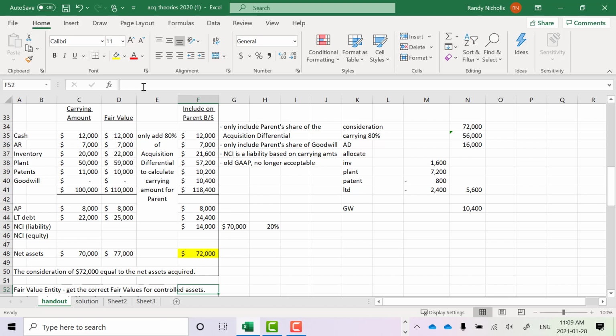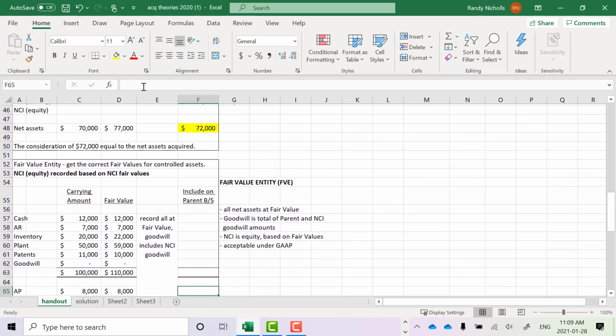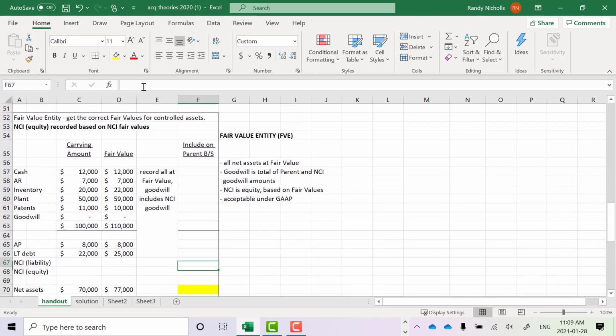So in an order here, INA is the next step, but I'm going to do the fair value entity method first because it makes more sense this way. And it's much easier, I think, calculation than the one above. In this one, we're going to record all net assets at fair value. So we get the full fair value of every asset and liability and the goodwill. NCI is equity, as it will be in all cases, and this is acceptable under GAAP. So the acquisition difference calculation we're going to do ongoing is just a little bit different.